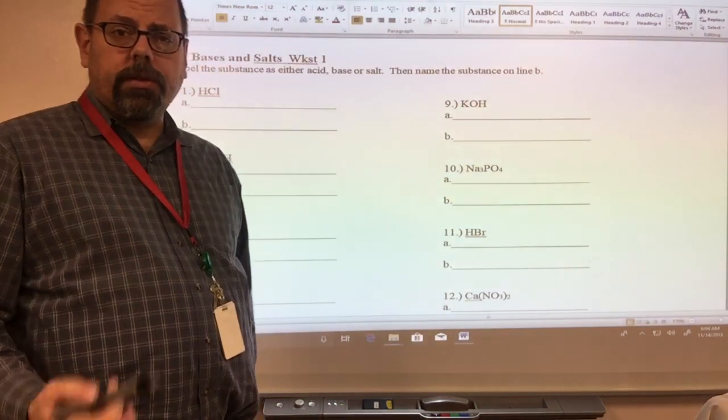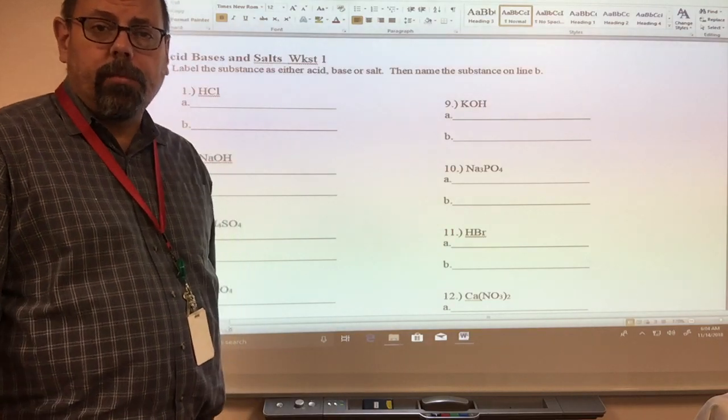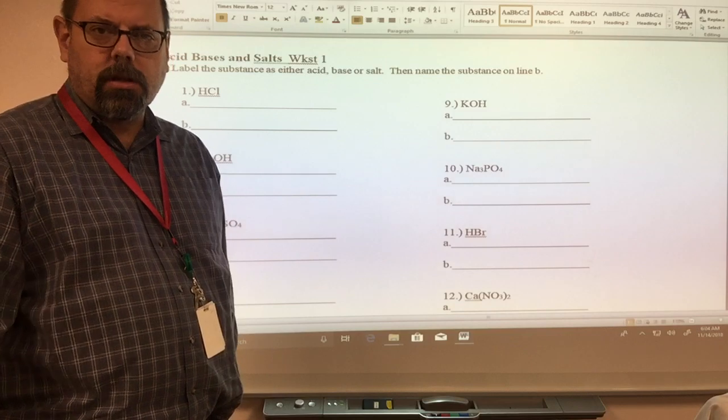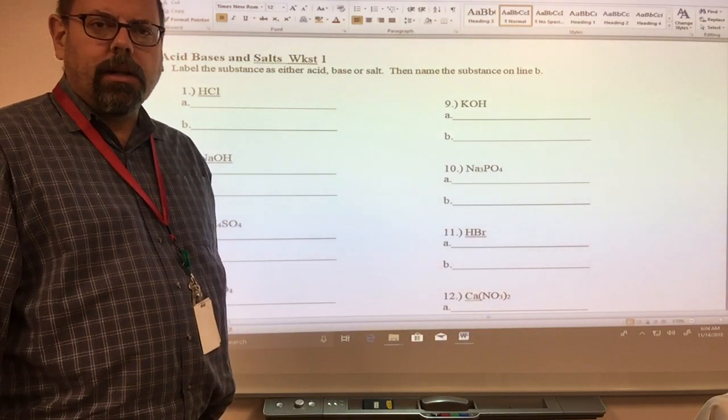So there's been a little request for some help on the problems. Here's a couple of solutions to the worksheets that we've used on acids and bases. So I'm going to start from the beginning, naming and identifying them.